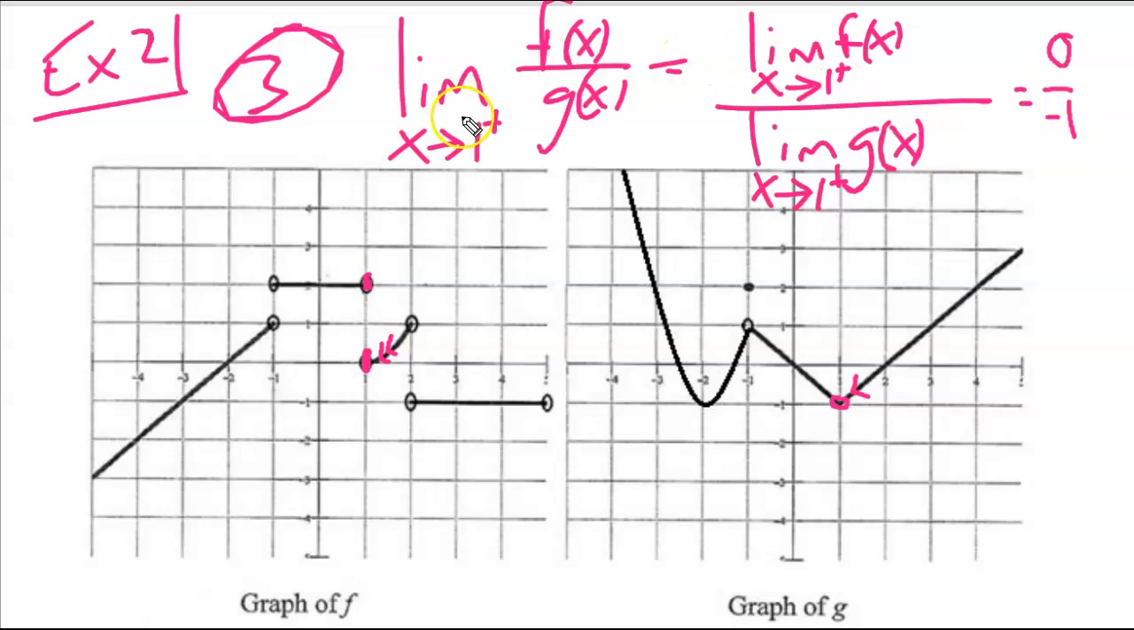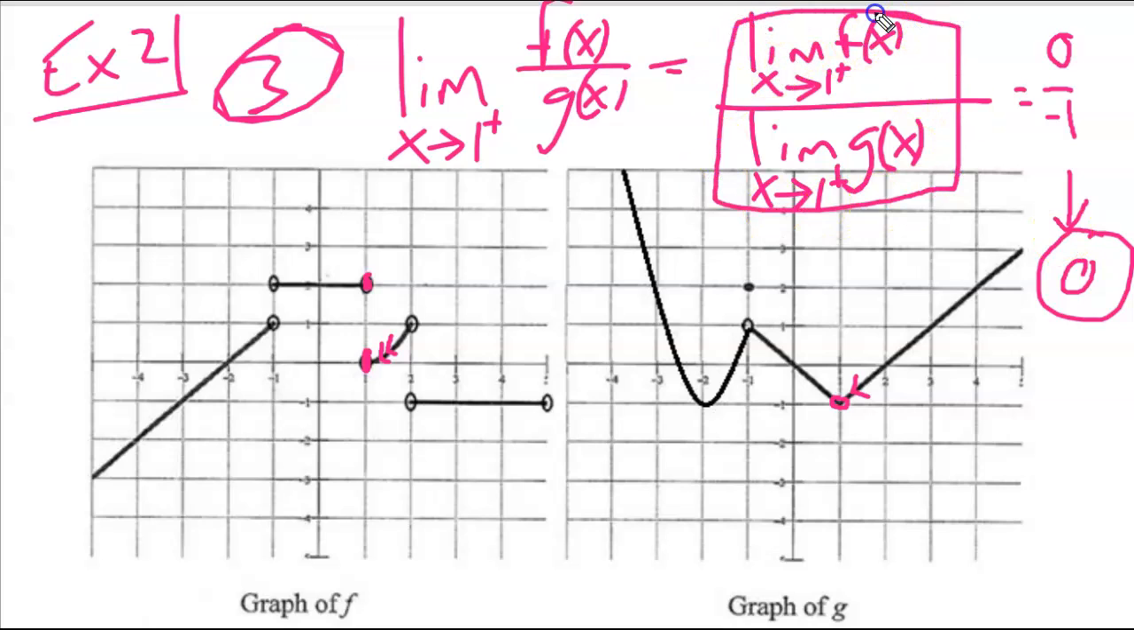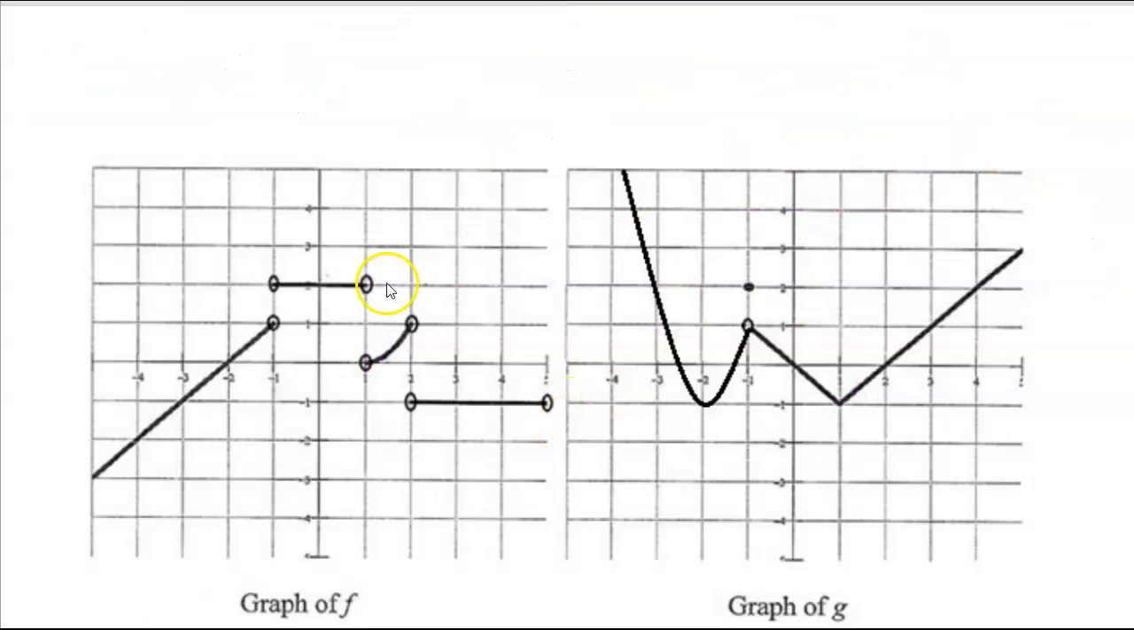So the limit of f over g is the same as the limit of f over the limit of g, x approaches 1, which is the same as 0 over -1, and therefore my final answer is 0. Okay, and so that's how you do the limits with the graphs. Whether or not you want to write out this intermediate step is up to you. It doesn't really matter. But if it helps, then go ahead and do it.